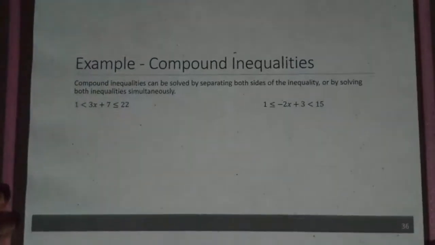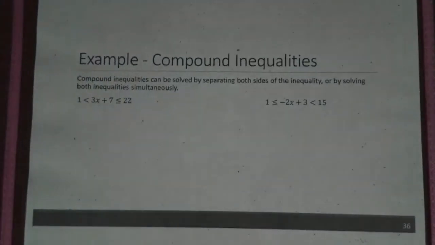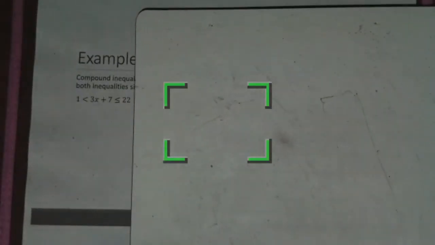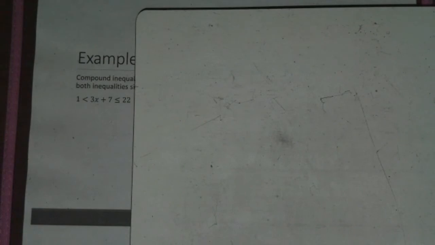Next up, we have compound inequalities. That's when we have more than one inequality to solve at a time. Compound inequalities can be solved one of two ways. You can either separate both sides of the inequality or solve them at the same time. And I'm going to show it both ways so that you can see it and decide which you prefer. So first up, I will separate them.